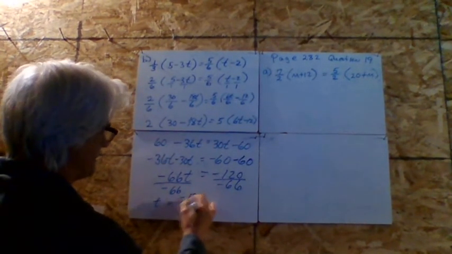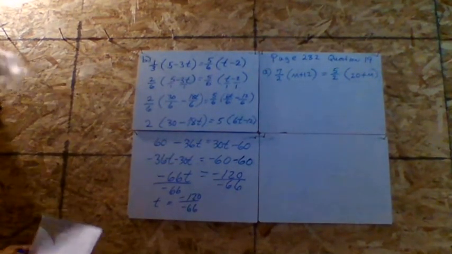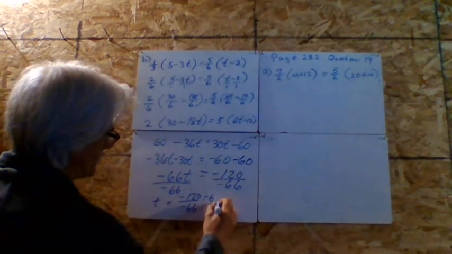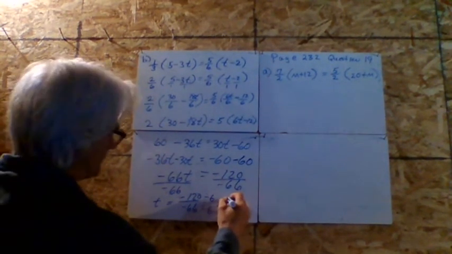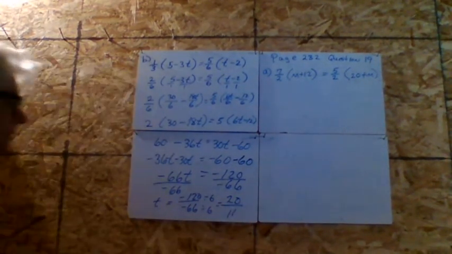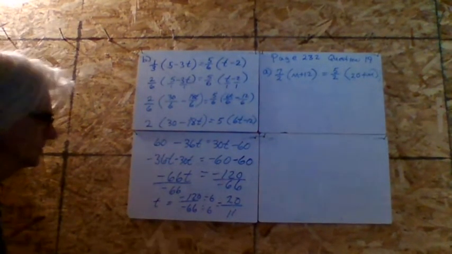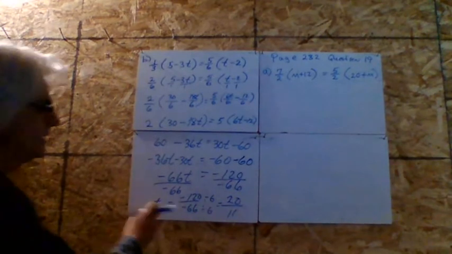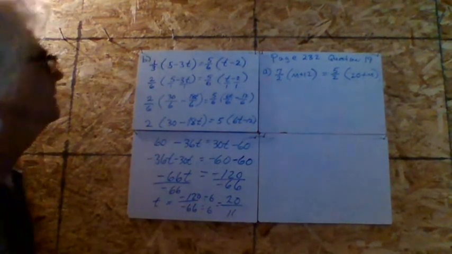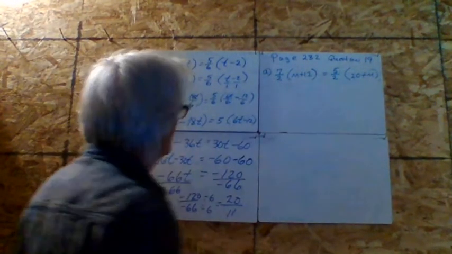So now I have t equals negative 120 over negative 66. I can reduce them down. Divide both of them by 6. And that gives me 20 over 11. Again, I got a negative here and a negative here, but we know the double negatives turn it to a positive. So my answer, t equals 20 over 11. So yeah, you can see where you're going to do the same thing in question A.